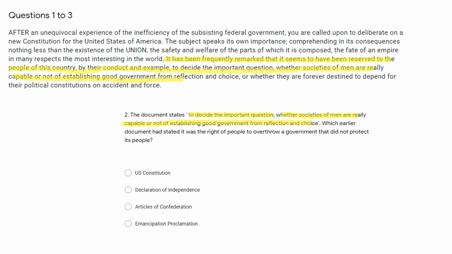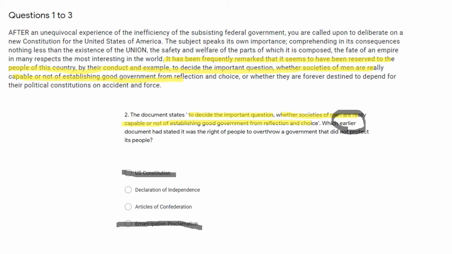Well, again, it cannot be the Emancipation Proclamation, that's just the wrong time period. And it's before this, which earlier document, so we're talking about before this, so it cannot be the US Constitution either. So is it going to be the Articles of Confederation or the Declaration of Independence? You should know that the Declaration of Independence said it is the right of the people to overthrow a government that does not protect its people.